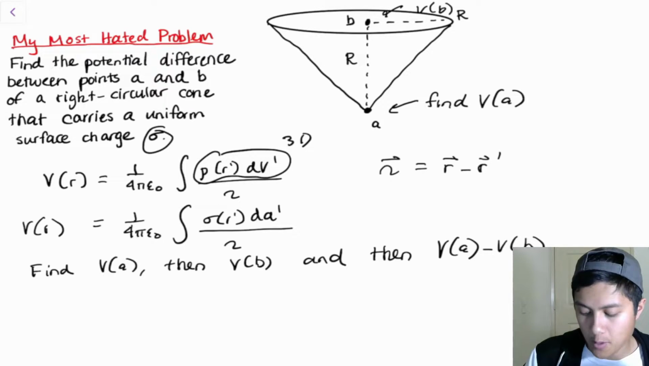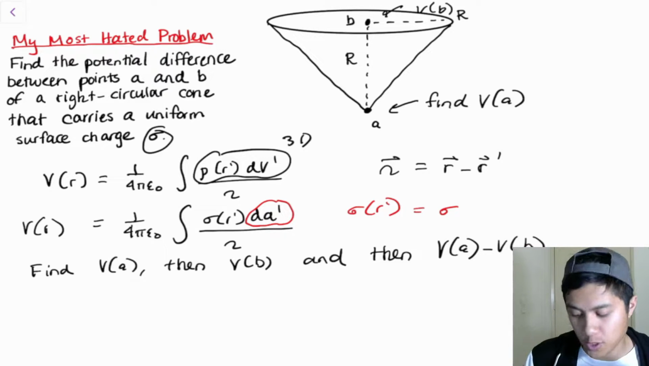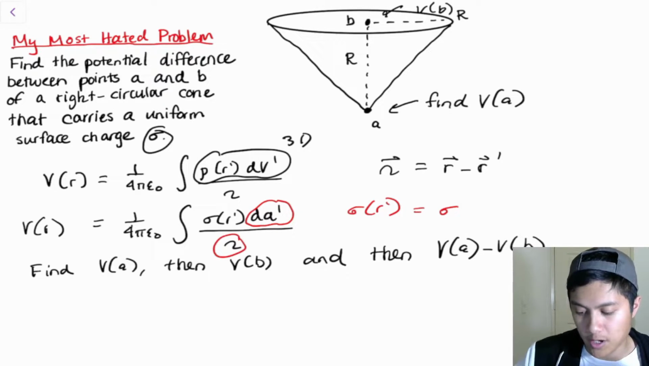And so how are we going to find V of A? Well, we need to represent the different variables in this integral. First off, we can say that sigma of r prime is just going to equal sigma. Now we have to be careful about this dA prime. This dA prime is going to be a little bit tricky. I'm not going to focus on it quite yet. We'll just look at what script r is first.